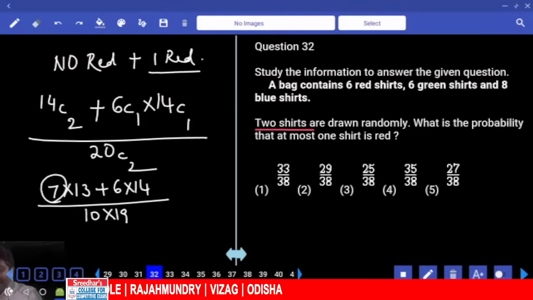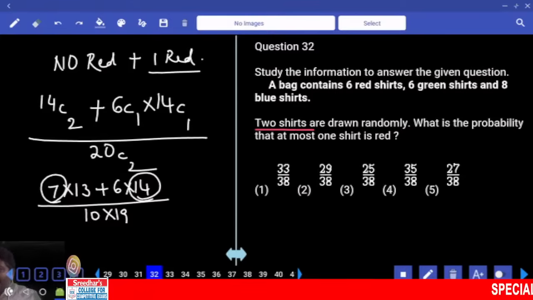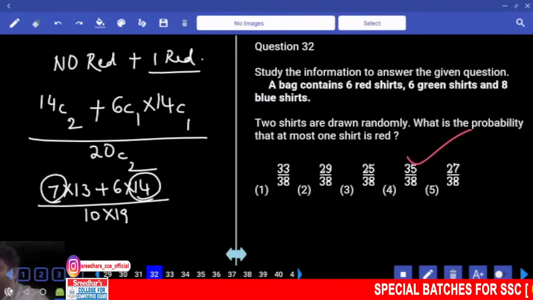Here we have a 7 multiple, here also we have a 7 multiple, correct? In the denominator, do we have a 7 multiple? So in the final numerator, you will have a 7 multiple as the direct answer. There is only one. You understand?